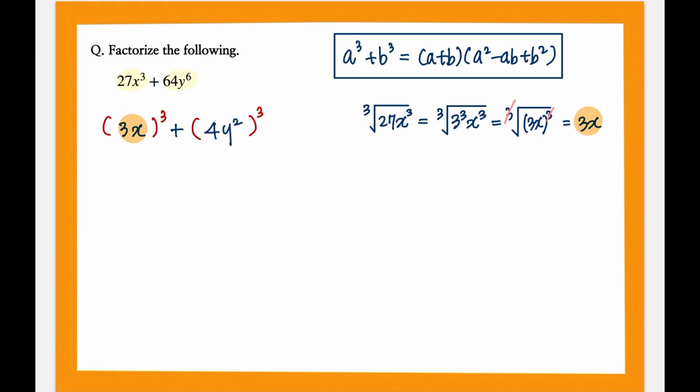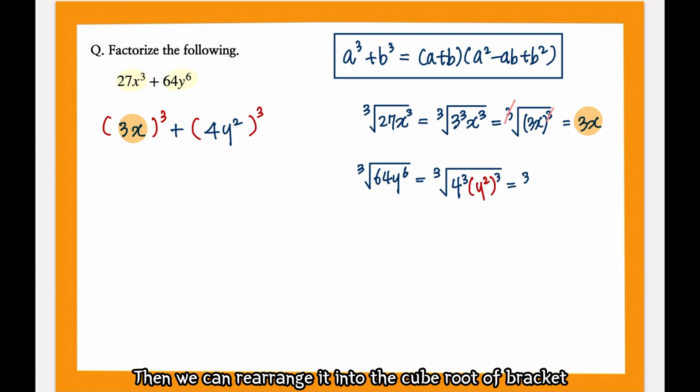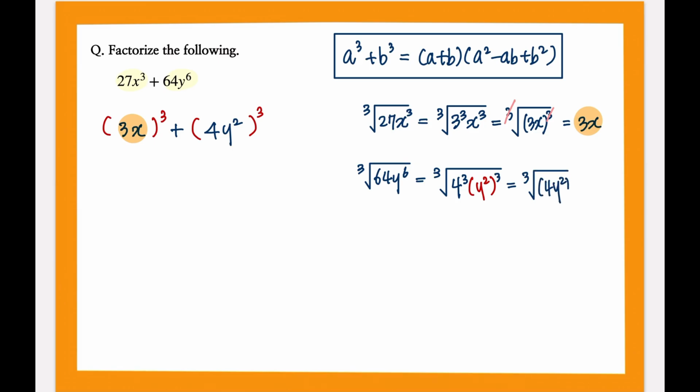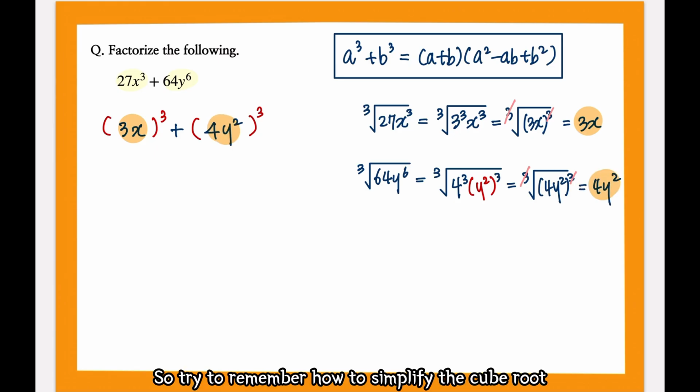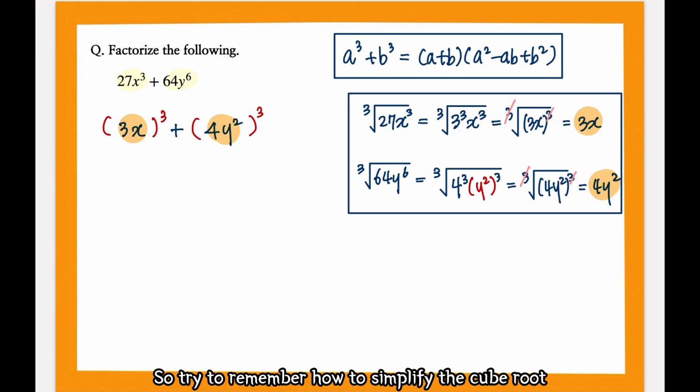Let's try the second one, which is the cube root of 64y to the 6. Turn it into the cube root of 4 cubed and y squared cubed. Then we can rearrange it into the cube root of (4y squared) cubed. So cancel those 3s, and we get 4y squared. This is how we get the second bracket. So try to remember how to simplify the cube root.